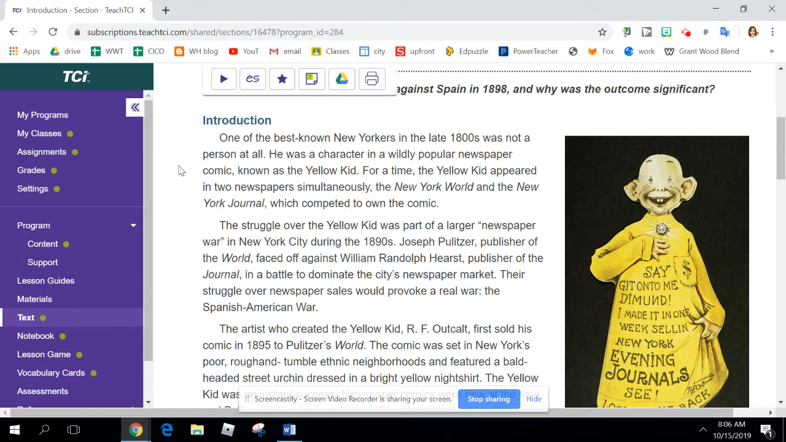So let's look at the introduction. One of the best known New Yorkers in the late 1800s was not a person at all. He was a character in a widely popular newspaper comic known as the Yellow Kid. Here we go. Here's our Yellow Kid right over here. It says, for a time, the Yellow Kid appeared in two newspapers simultaneously, the New York World and the New York Journal, which competed to own the comic.